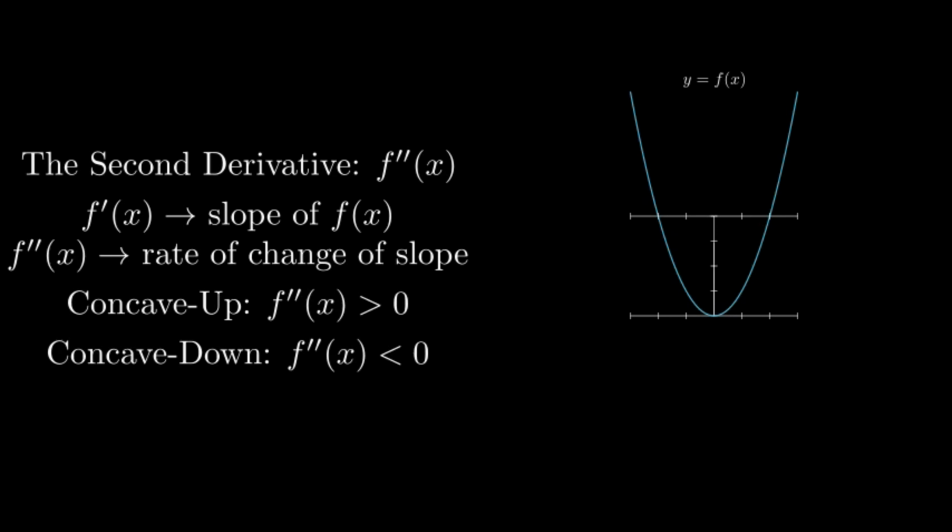The other type is concave down. This is when the graph is shaped like a frown or an upside down U. Here, the slopes of the tangent lines are decreasing. They go from positive to 0 to negative. Since the slope is decreasing, its rate of change, the second derivative, must be negative. So a function is concave down where f double prime of x is less than 0.